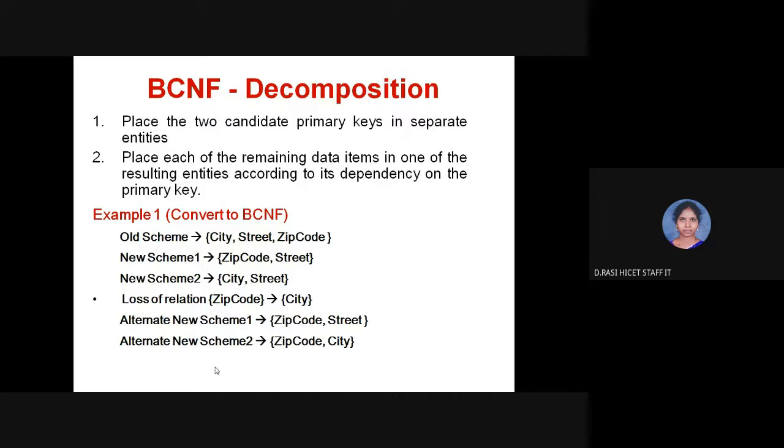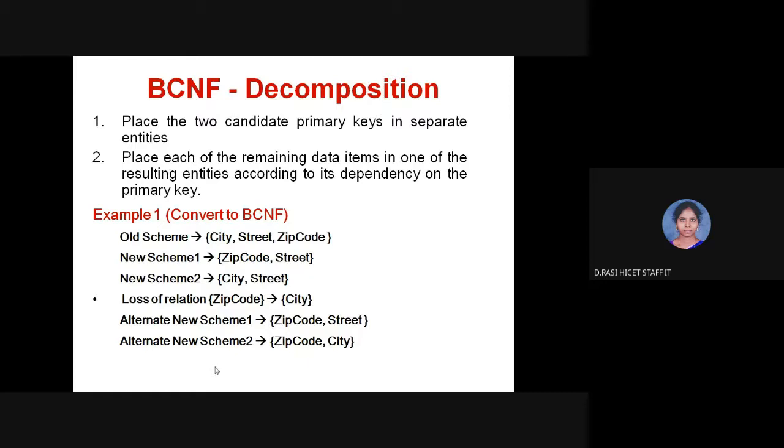So this is again an example of a Boyce-Codd normal form. Consider a scheme which has the attributes city, street, and zip code. Now this can be converted using functional dependency, as we should not have transitive dependency. Hence, we can convert it into two tables: one with zip code and street, and another table with city and street. What happened here is we have a loss of relationship between zip code and city, right?